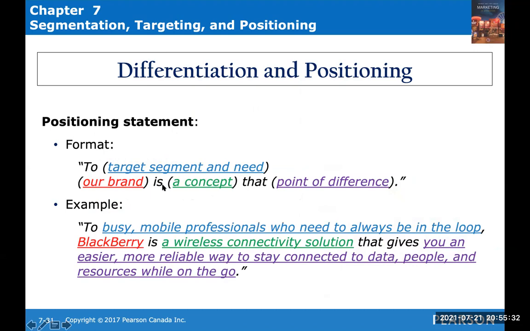And this is an example of a positioning statement: to busy mobile professionals who need to always be in the loop. Here you see the segment, mobile professionals, and the need, always be in the loop. Our brand, BlackBerry, is the concept, a wireless connectivity solution that gives you, the point of difference, an easier, more reliable way to stay connected to data, people, and resources while on the go.